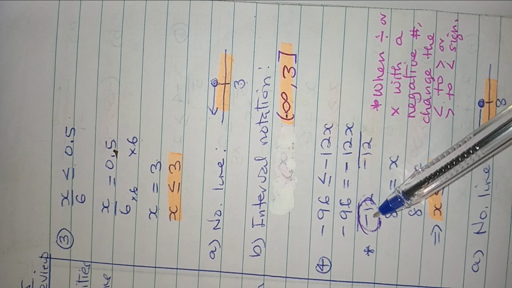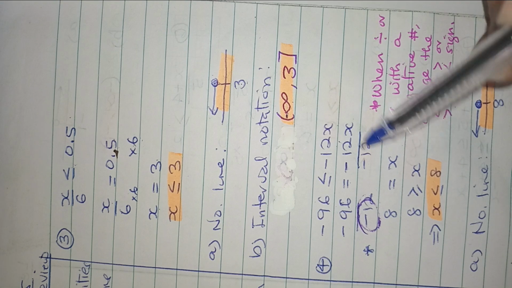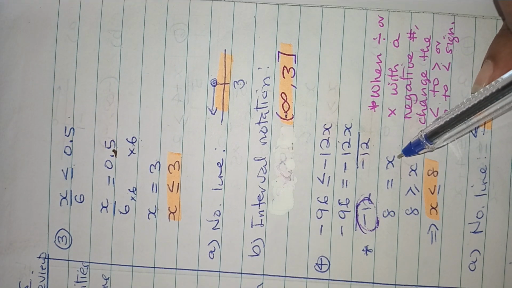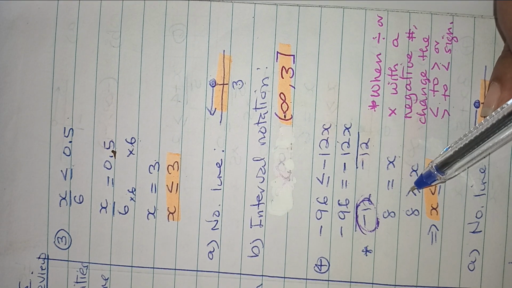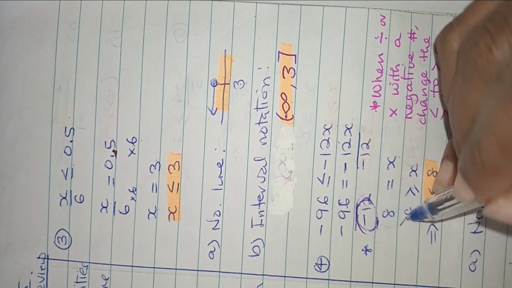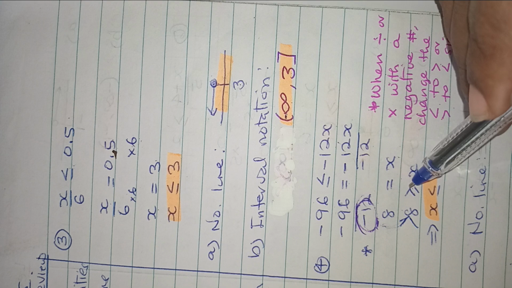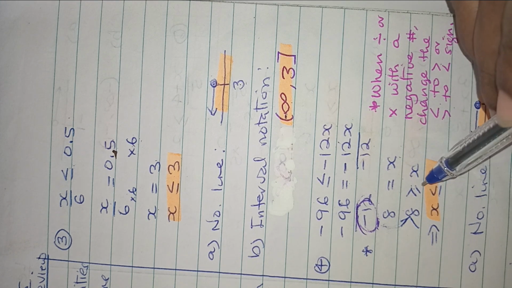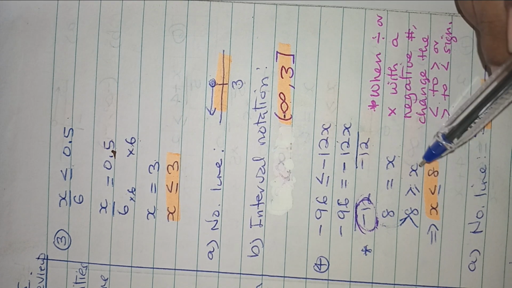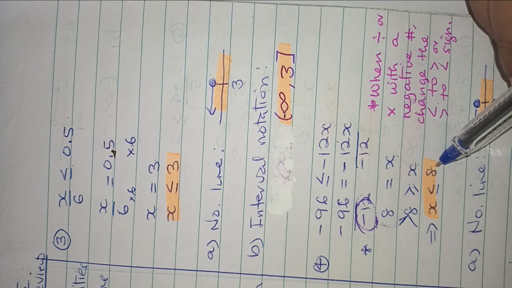So negative 96 divided by negative 12 gives us 8, and these two cancel, leaving us with x, so 8 is equal to x. Take note, I have already changed the sign because I have divided by a negative number here. So the less than sign changes and becomes greater than sign. So now we have 8 is greater than or equal to x. 8 is greater, so x is less. Therefore, x is less than or equal to 8.